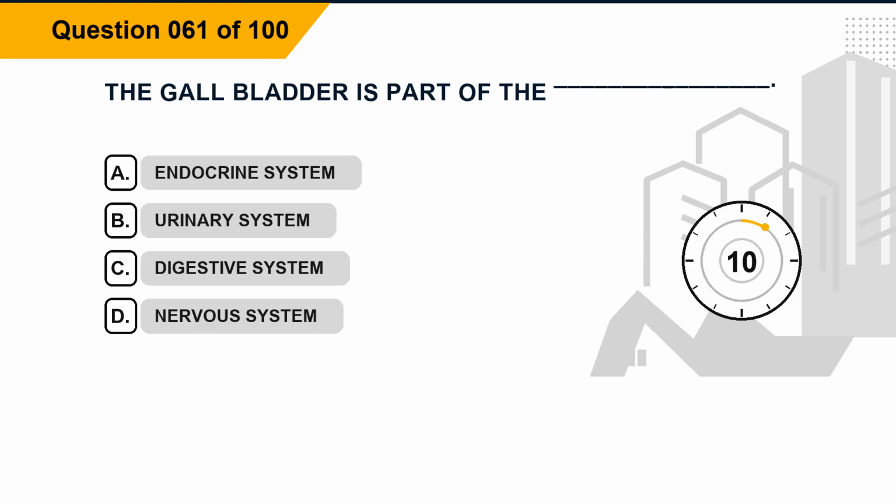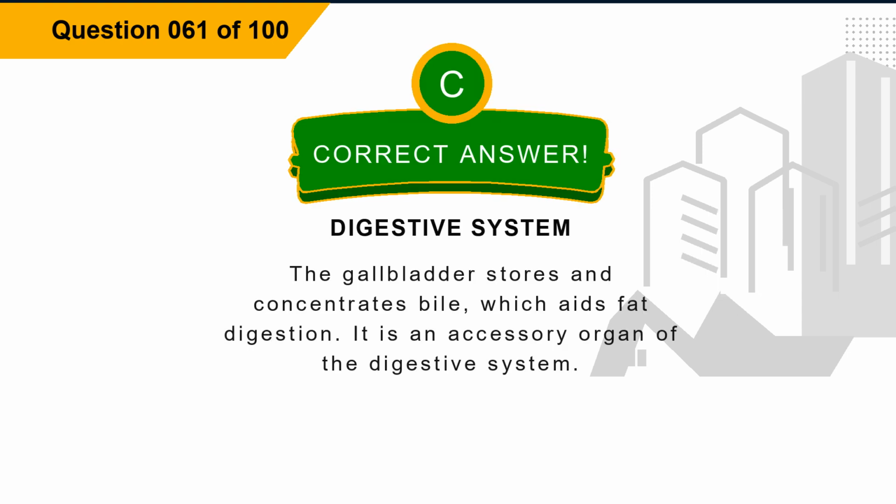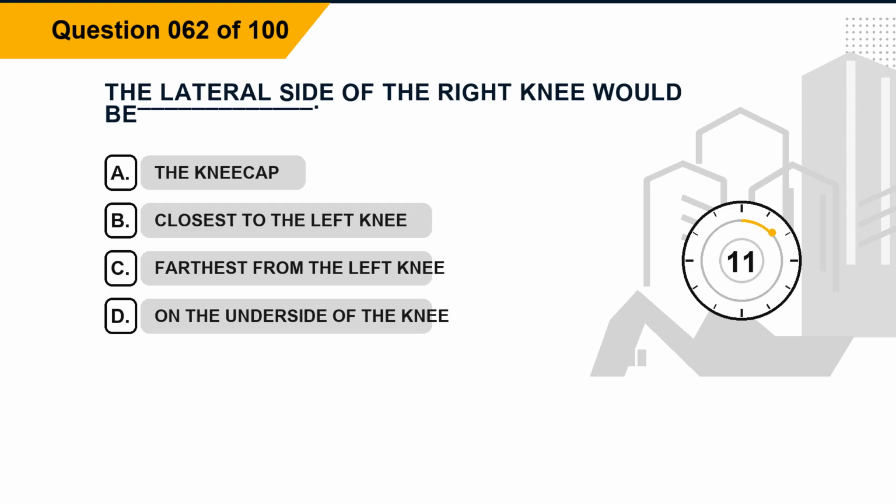Question 61. The gallbladder is part of the blank. Option A, endocrine system. Option B, urinary system. Option C, digestive system. Option D, nervous system. The correct answer is option C, digestive system. Explanation. The gallbladder stores and concentrates bile, which aids fat digestion. It is an accessory organ of the digestive system. Question 62. The lateral side of the right knee would be blank.